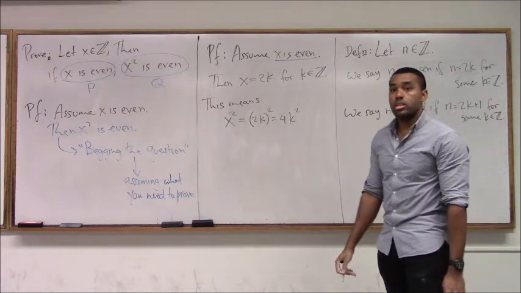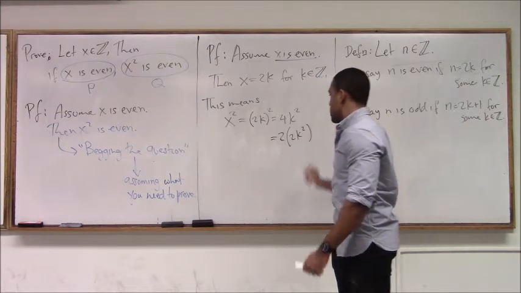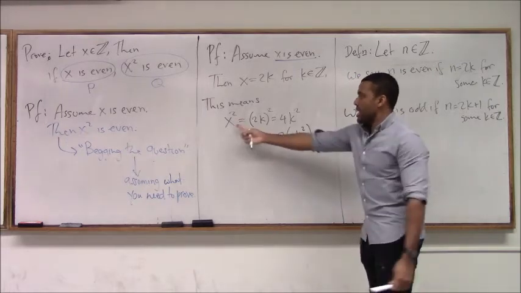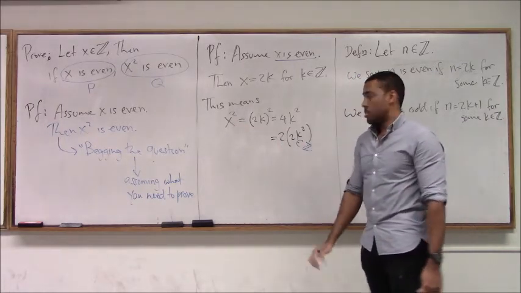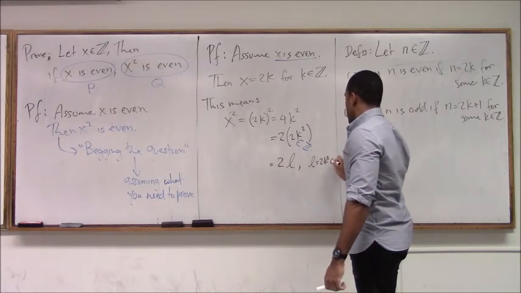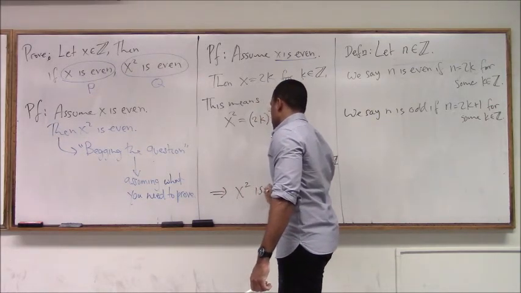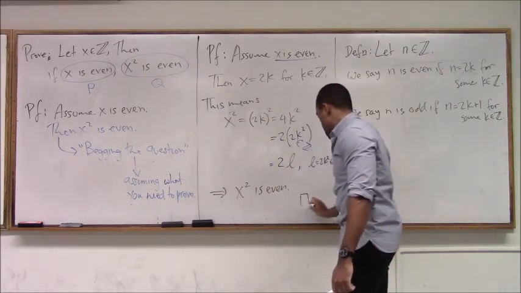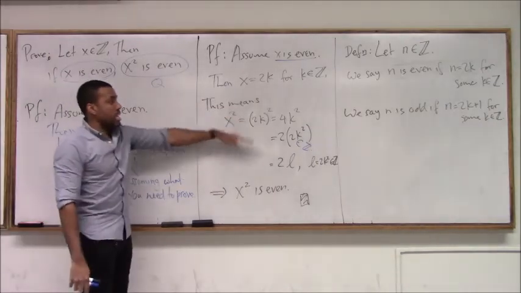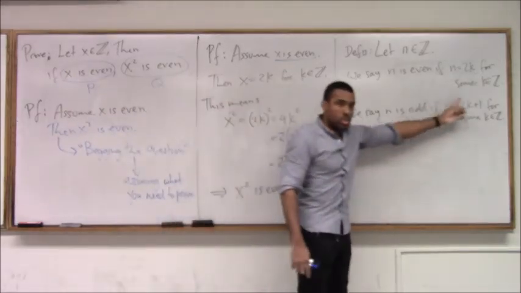Now what can you say? It's 2 times (2k squared), so that's another constant, therefore it's even. And this is an integer. So I'm able to write x squared as 2 times an integer. So this is equal to 2l, where l equals 2k squared, an integer. This means now you can write the statement x squared is even, and you can end the proof like that. Right? One thing I want you to be aware of is that to say a statement, I need to make sure that that object fits a particular definition.